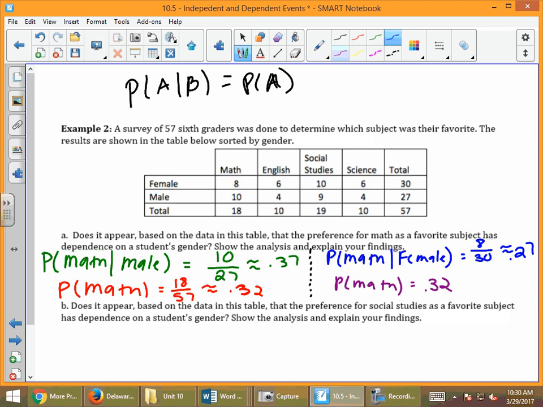If the probabilities are not equal, it's dependent, but if they're equal, it's independent. So both of these are dependent. Your gender affects whether or not you like math. Just based off this particular study. Okay? So dependent because the conditional probability is not equal to the probability of the first. So your math showing that these are different is your work. You just say dependent, gender affects, something along those lines.